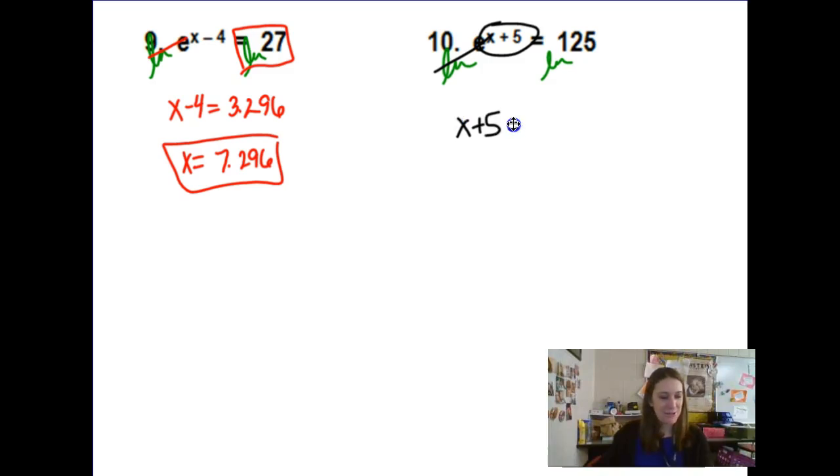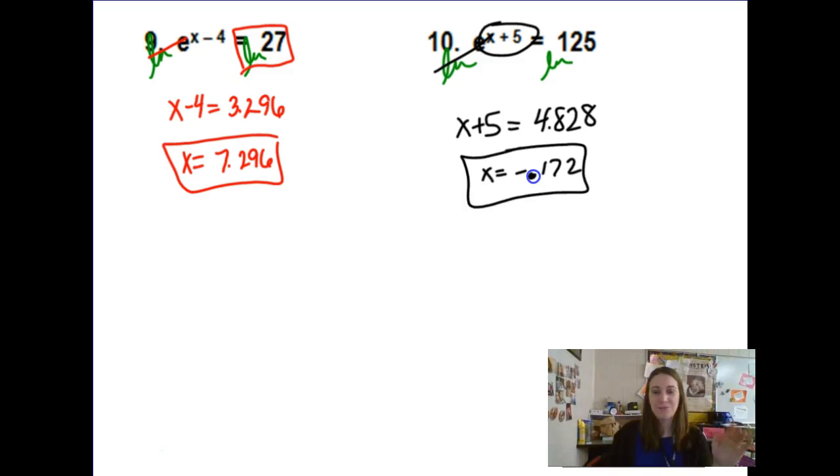And then natural log of 125, I don't know. Let's see, 4.828. And then subtracting 5. When decimals go negative, I never do that part in my head because I always mess it up. So this ends up being negative 0.172 when I round and truncate.